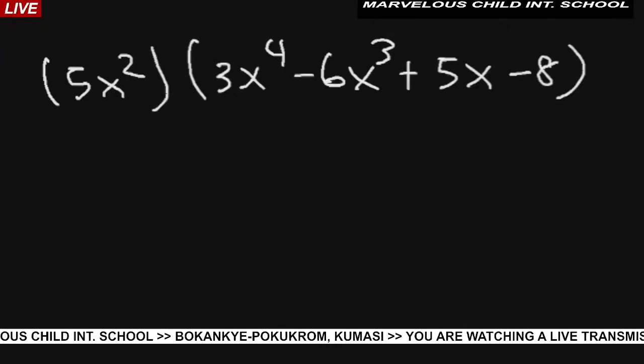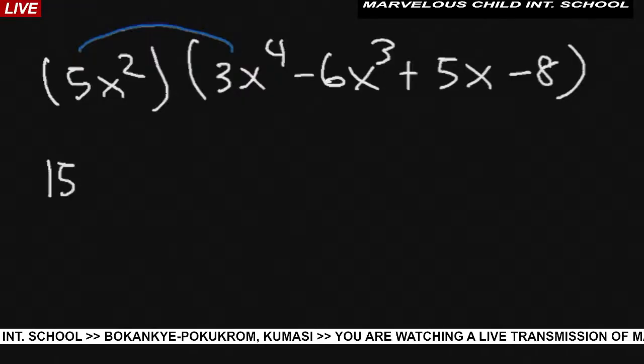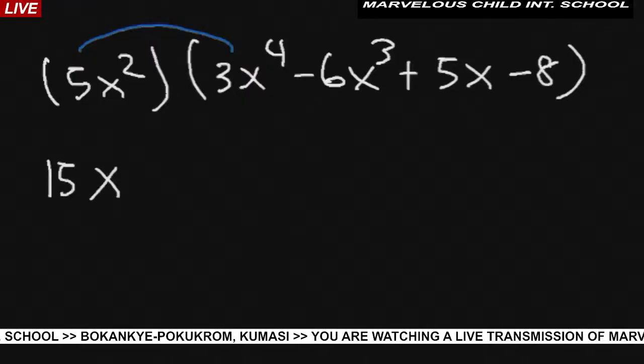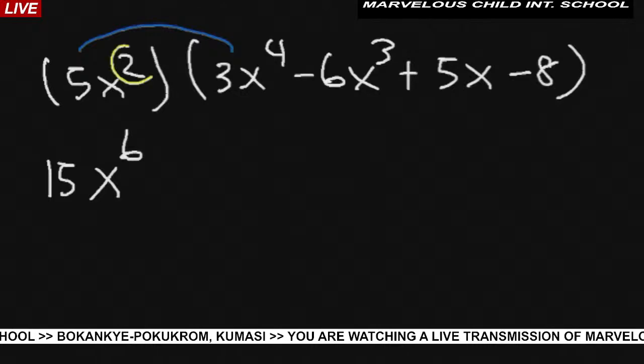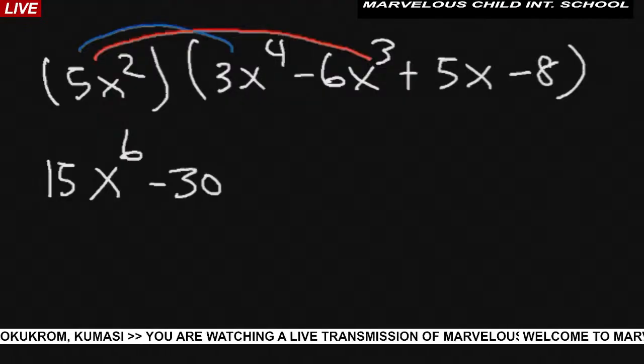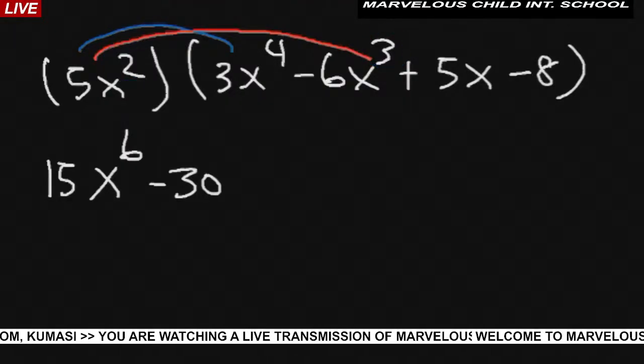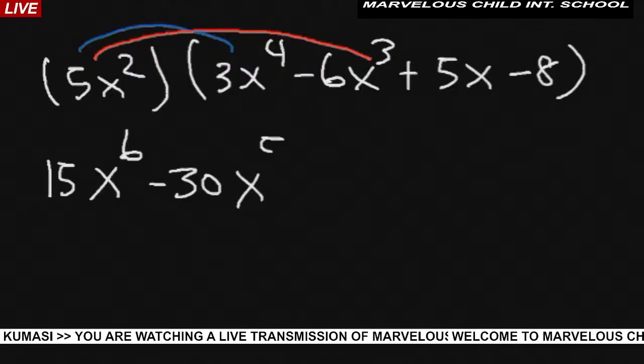So let's distribute the 5x squared. 5x squared times 3x to the fourth. 5 times 3 is 15. X squared times x to the fourth is x to the sixth. You need to add 2 and 4. 2 plus 4 is 6. So now we need to multiply 5x squared times negative 6x cubed. 5 times negative 6 is negative 30. X squared times x cubed, 2 plus 3 is 5. So it's going to be x to the fifth power.